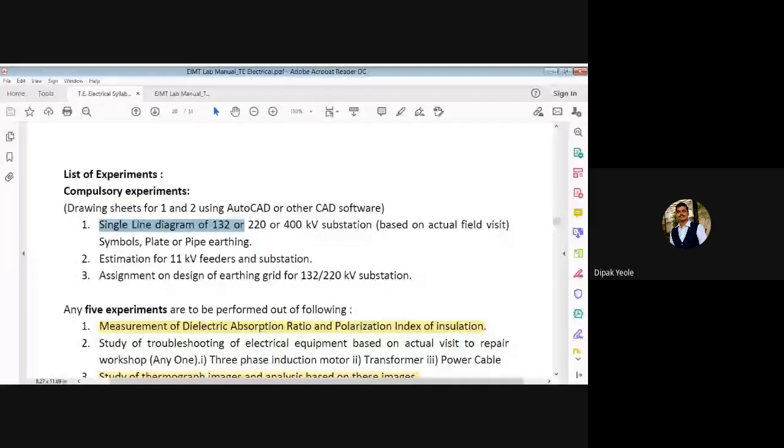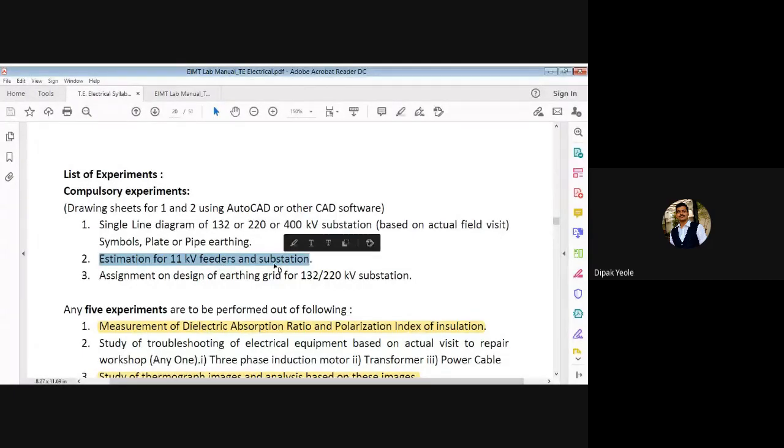So the first experiment, which we finished in the previous practical sessions, is the single line diagram of this substation. Today we are interested in the estimation of 11 kilovolt feeders and substation. Some concepts we have seen from this experiment in unit number 1, and some parts we are going to see in unit number 2.